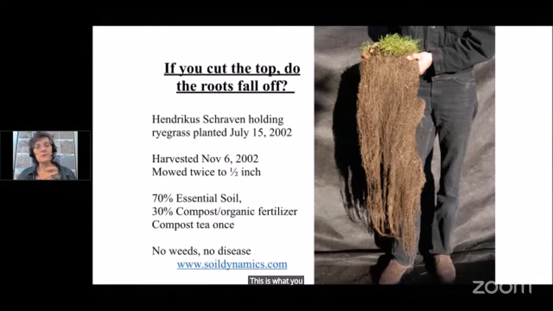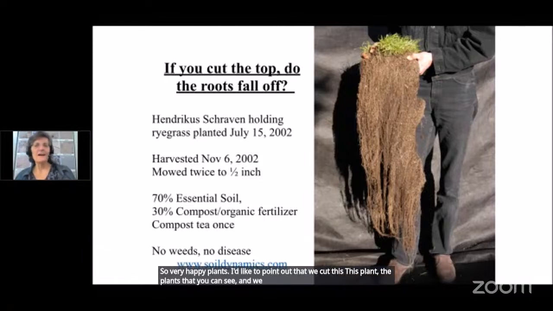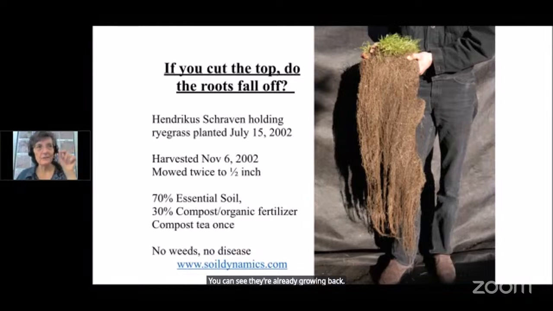You've got to build the structure. The organisms have to be present to do the nutrient cycling. So very happy plants. I'd like to point out that we cut the whole pasture, but we cut the plants to 1/2 inch tall. You can see they're already growing back. 3 days later, they're already growing back. You can't be sloughing your root system if you want grasses to grow back.